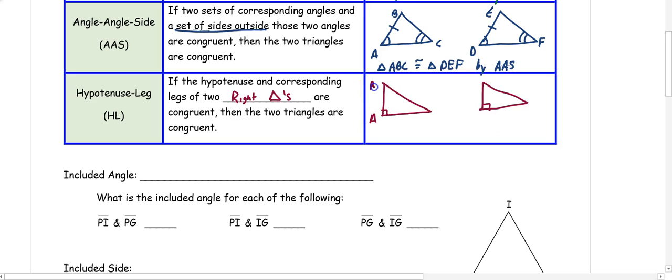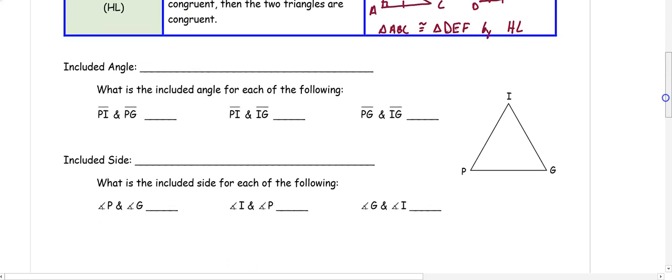So we could have ABC, DEF. So we already have our right angles. We're going to say that the hypotenuses are congruent and one of the legs are congruent. So then we could say that ABC is congruent to DEF by hypotenuse leg. If it is not a right angle, you can't use hypotenuse leg.